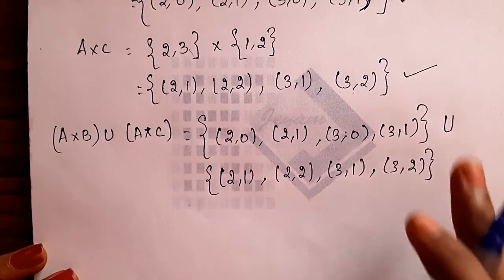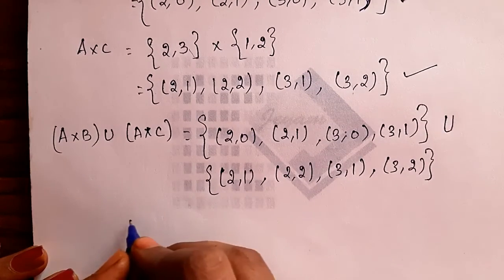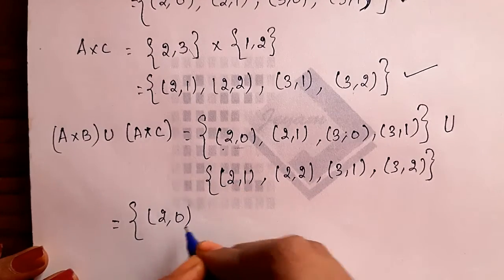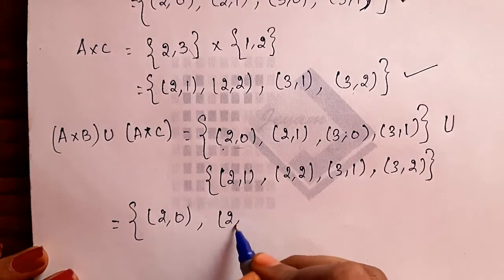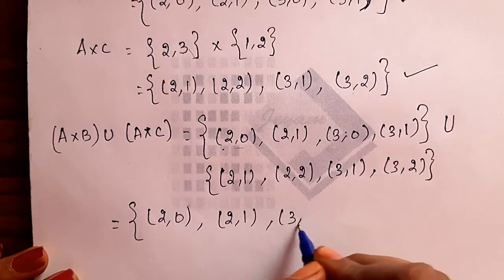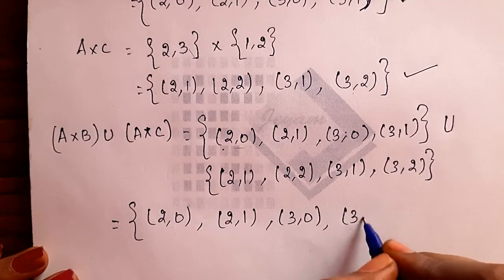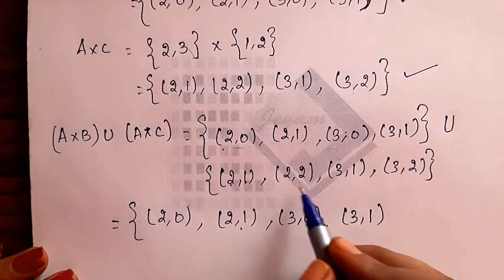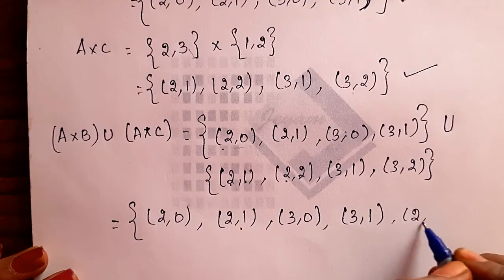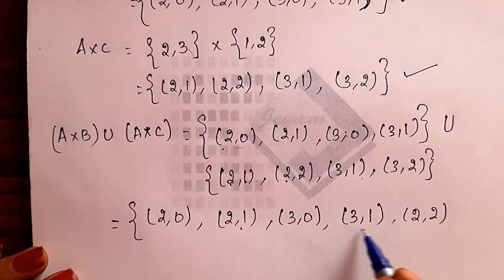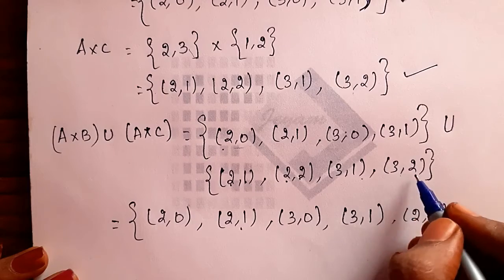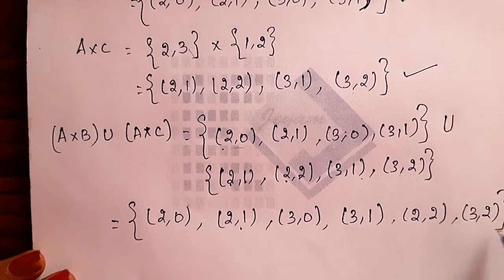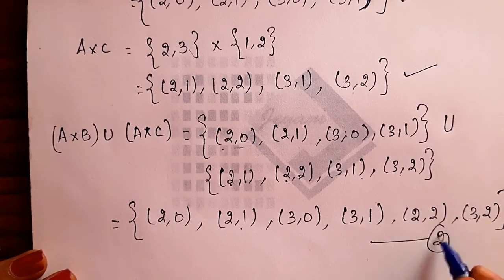So now we can write the union of these two. Union means we can collect. First we can write (2, 0), (2, 1), (3, 0), (3, 1). Next (2, 1), already that is here. (2, 2) is not here, so (2, 2). (3, 1) already here, so no need to write. Then (3, 2), no (3, 2), so (3, 2). So take this as equation number 2.